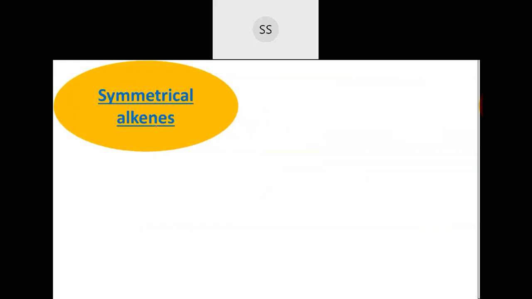Let me start with the first one. Symmetrical alkene means that if similar groups are attached to the double bond, then we call them symmetrical. You know the meaning of symmetry. Symmetry means that when you look from both sides, you should get the same geometry, the same arrangement or the same design. That is what we call symmetrical. If I cut it into two pieces, I should be able to get the same things. So that is what is called symmetrical.